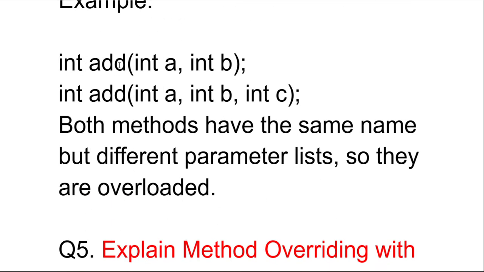Here, in the int add methods, these two methods have the same name, but for parameters int a and int b it has only two parameters, while in this other method it has three parameters. So when a function is called after the instance is created, the Java compiler sees how many parameters are being passed, and as per those parameters it calls either this function or that function.